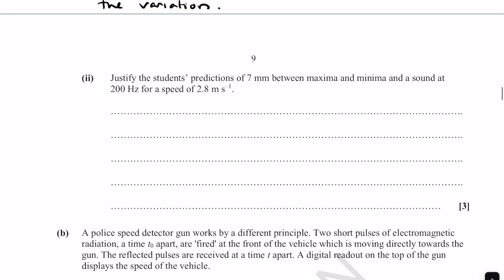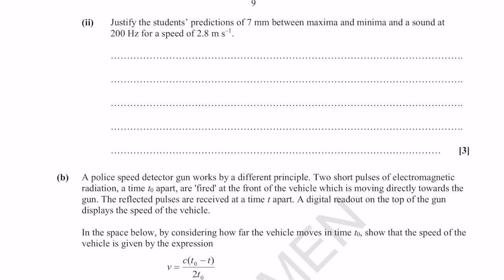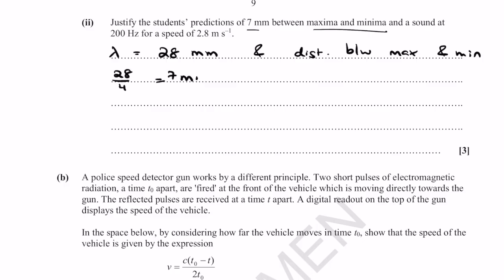Okay, let's move on to part II. Justify the student's predictions of 7 millimeters between maximum and minima and a sound of 200 hertz for a speed of 2.8 meters per second. So, 7 millimeters between maximum and minimum. Let's understand that. We know that the wavelength is given to us as 28 millimeters, and the distance between the maximum and minimum is a quarter of it. So it's 28 over 4, which is 7 millimeters.